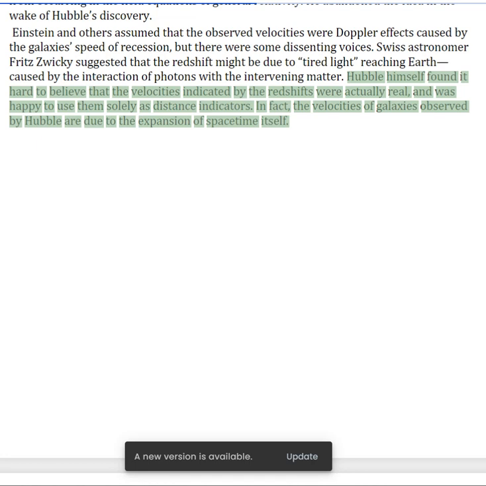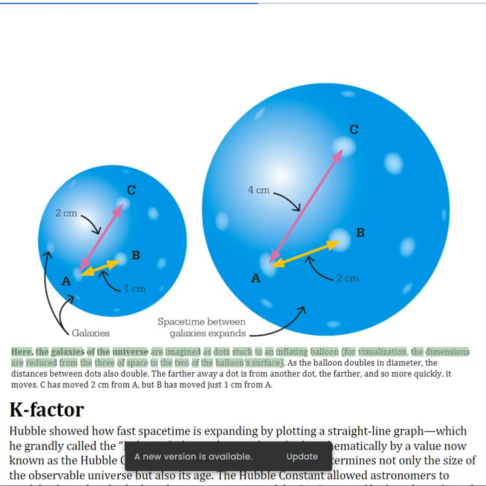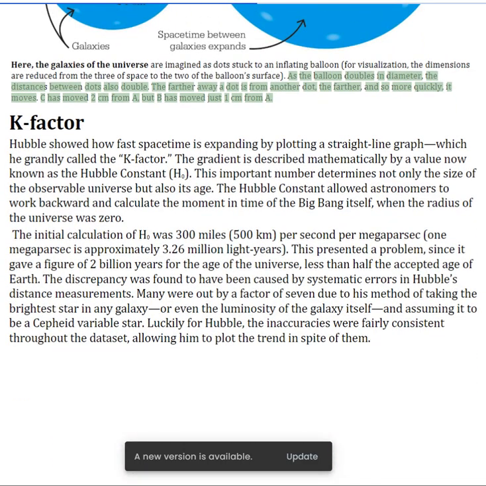In fact, the velocities of galaxies observed by Hubble are due to the expansion of spacetime itself. Here, the galaxies of the universe are imagined as dots stuck to an inflating balloon. As the balloon doubles in diameter, the distances between dots also double. The farther away a dot is from another dot, the farther, and so more quickly, it moves. C has moved 2 centimeters from A, but B has moved just 1 centimeter from A.